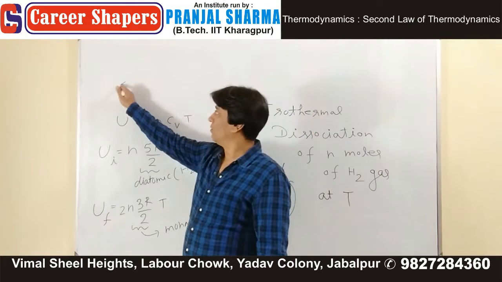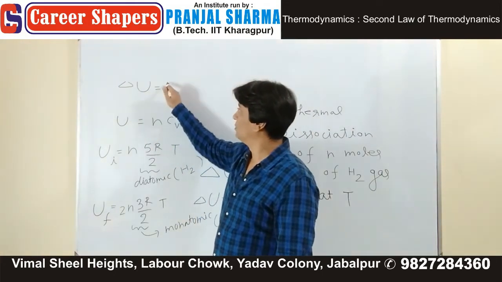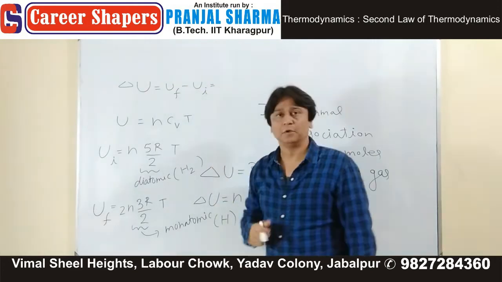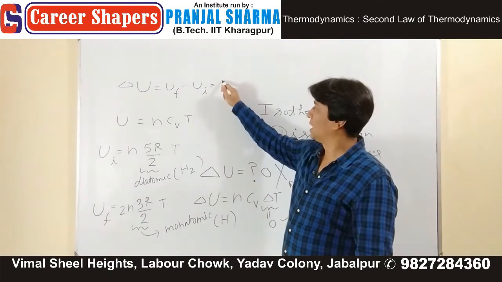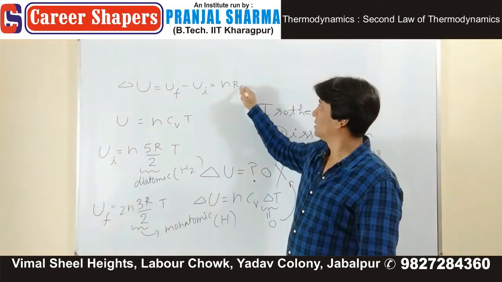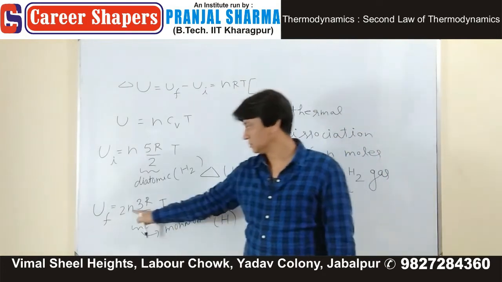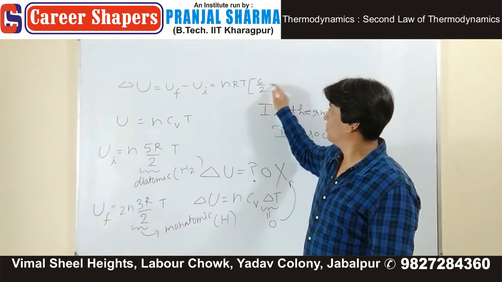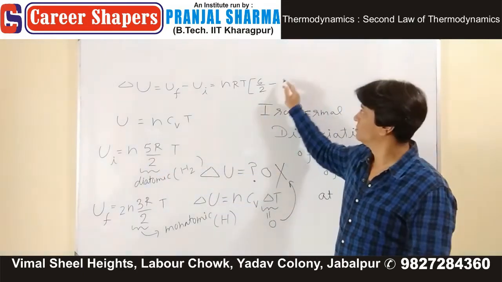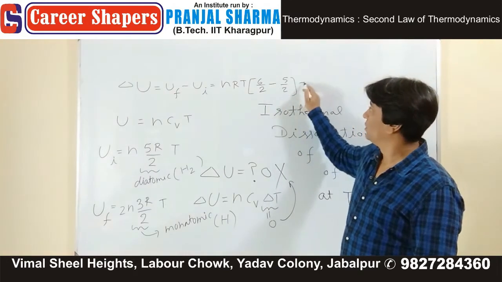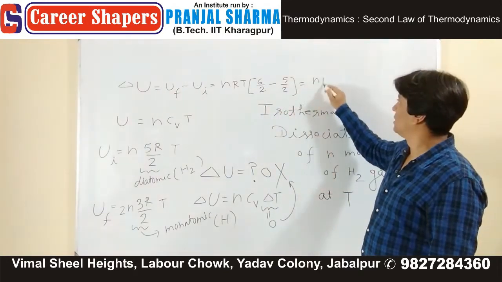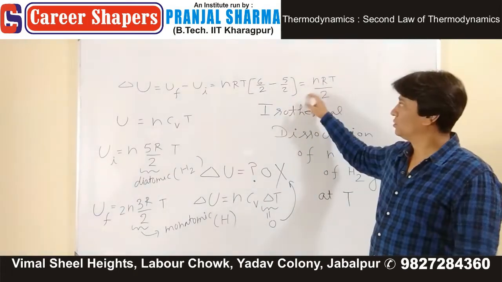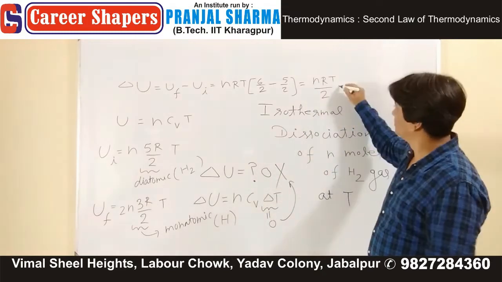Now, what do we need? Delta U. What is delta U? U final minus U initial, which comes to nRT common, this is 6/2 minus this is 5/2, which becomes nRT by 2. The answer is not 0, but nRT by 2.